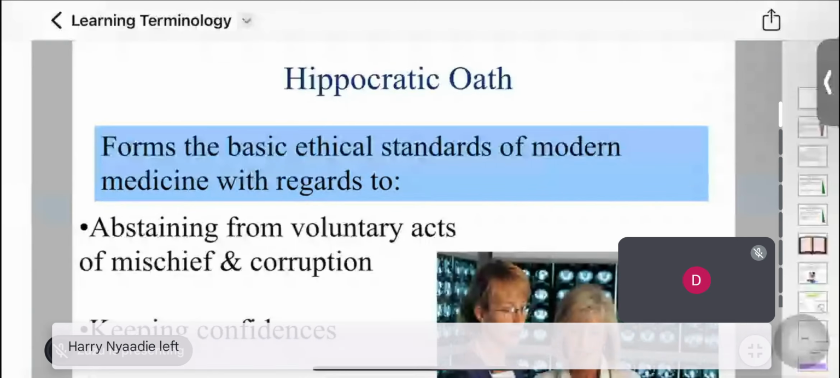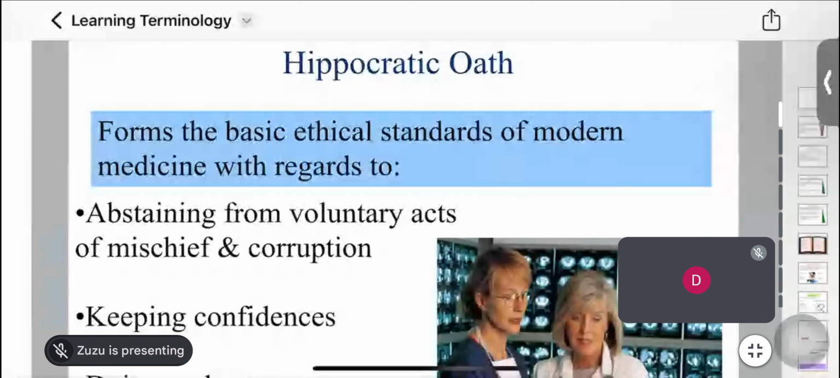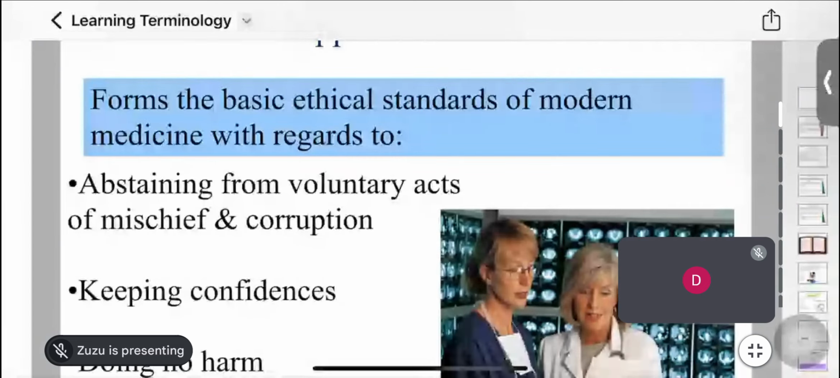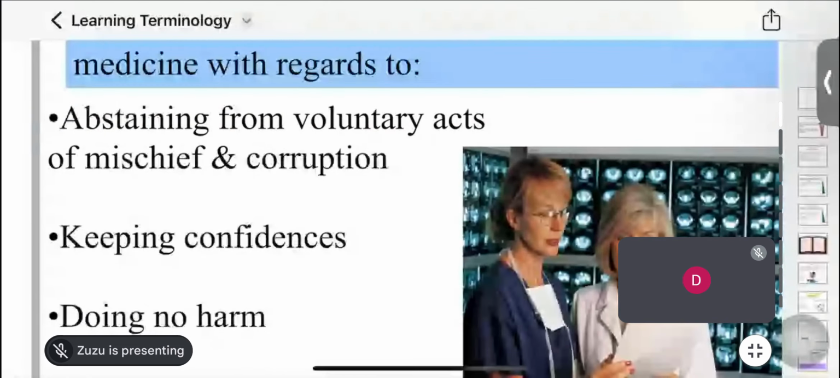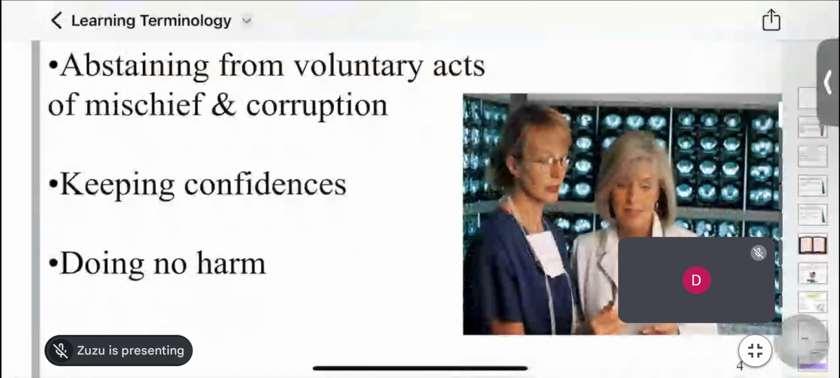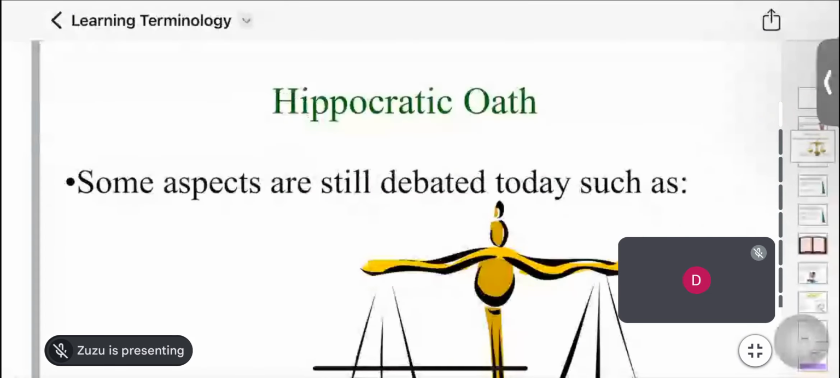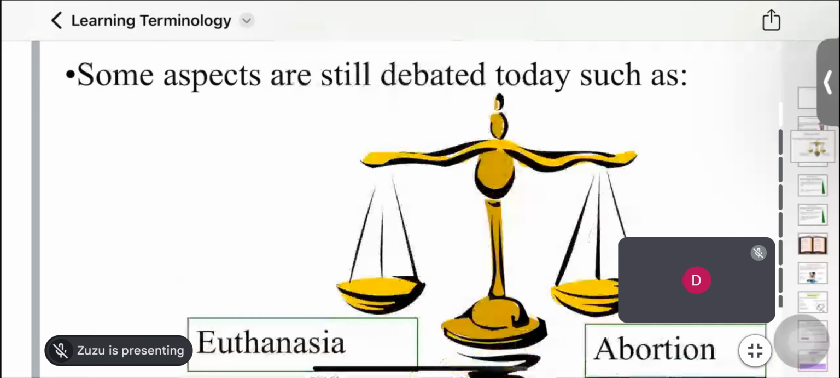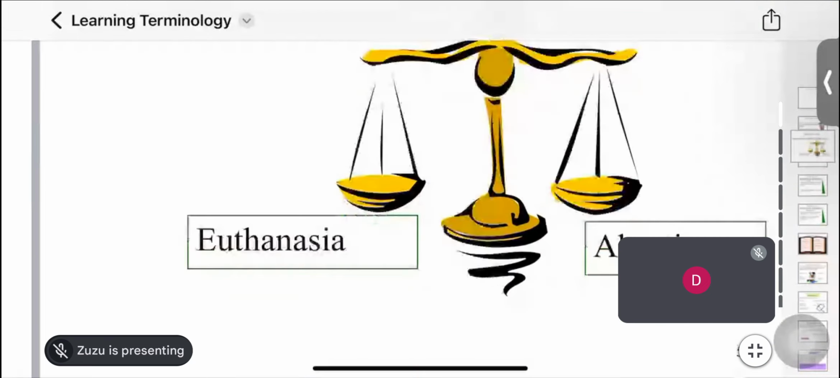So the Hippocratic Oath forms the basic ethical standards of modern medicine with regards to abstaining from voluntary acts of mischief and corruption, keeping confidence and doing no harm. Some aspects are still debated today as it relates to abortion and euthanasia.